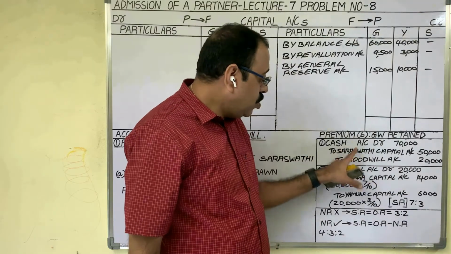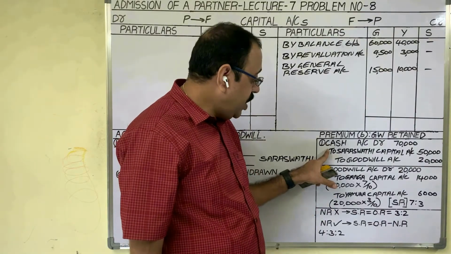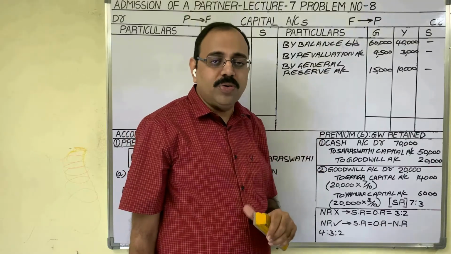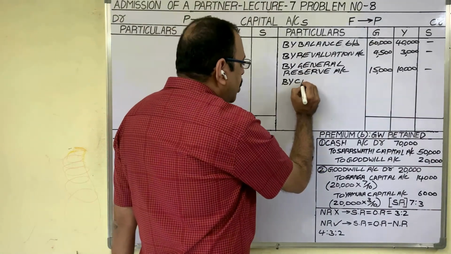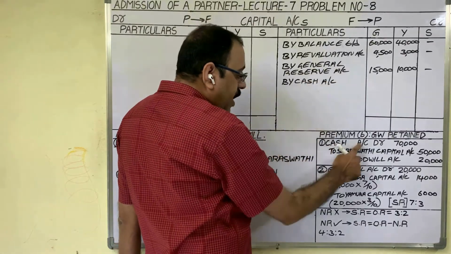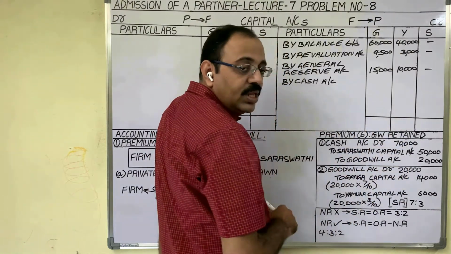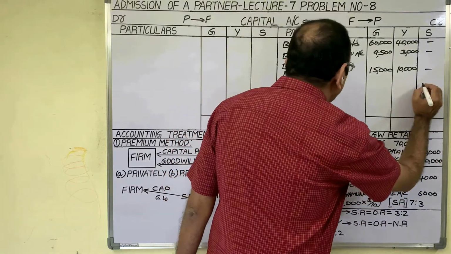Now, these two goodwill entries we will post in capital accounts. See the first entry, goodwill account is credited. So on the credit side we have to post. What to write in the particulars column? By cash account, the debit account name. But don't write the cash amount 70,000. In Saraswati capital we are posting this entry now. Therefore Saraswati capital amount 50,000 rupees.